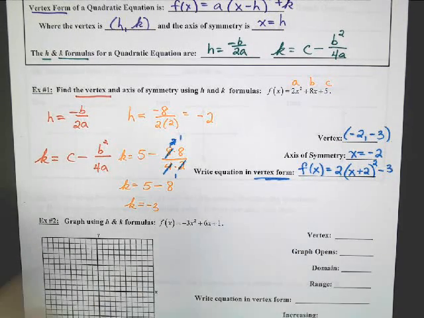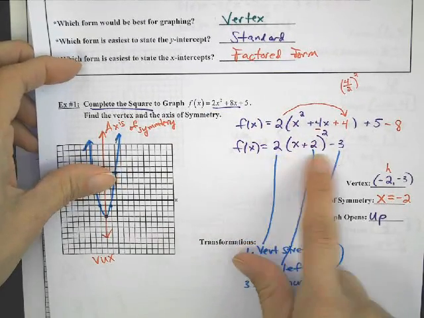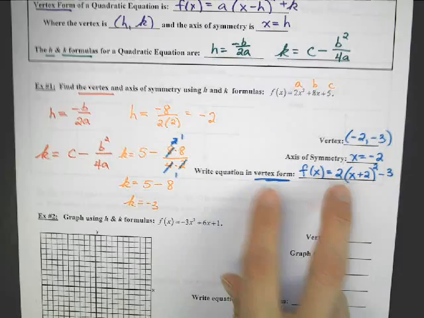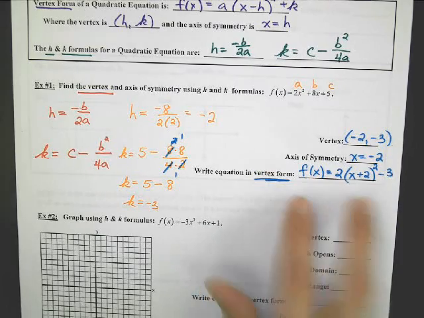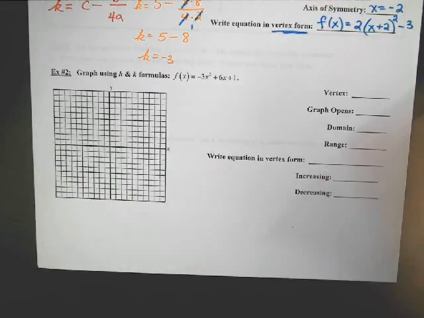Okay, we did this exact same problem if you look back a couple of pages. We did this exact same problem here by completing the square and got the same answer. So completing the square and using h and k formulas give you the same result. So tonight's homework, I want you to practice all h and k formulas to get good at that. All right, let's graph using h and k.